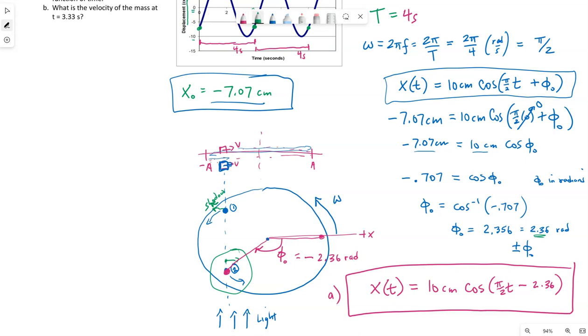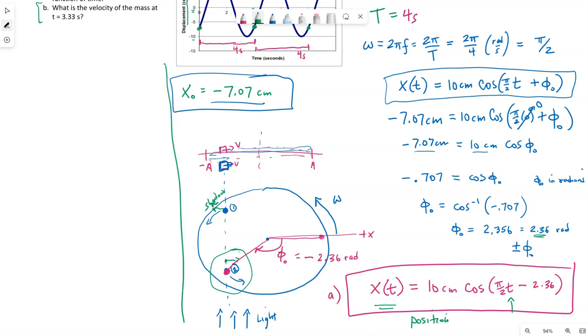We could plug in any time we want, plug it in our calculator, and that would give us where the oscillator was at that moment in time. So when we're asked about writing the equation that describes the motion, that's what we mean here. Now, B asks us to find the velocity of the mass at t equals 3.33 seconds. So not the position. This equation is the position or displacement. It's where the mass is at any moment in time.